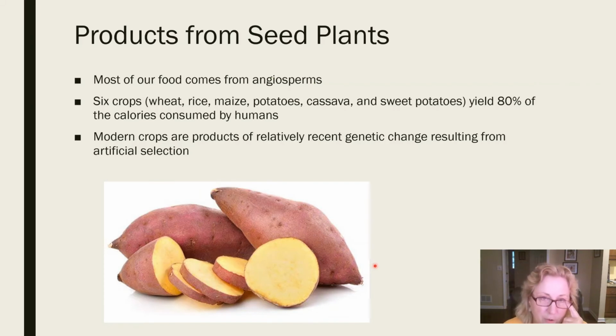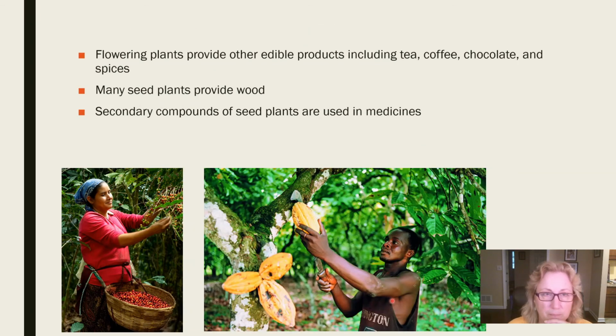We get a lot of our food from flowering plants. In fact, unless you're eating pine nuts or something, most of our food comes from angiosperms. So all the grains, potatoes, are all from flowering plants. We have been using genetic selection, just selecting plants for their qualities, for about 10,000 years, and we've created enormous genetic change in these plants just through selection, artificial selection. Only very recently have we actually been using direct DNA manipulation.